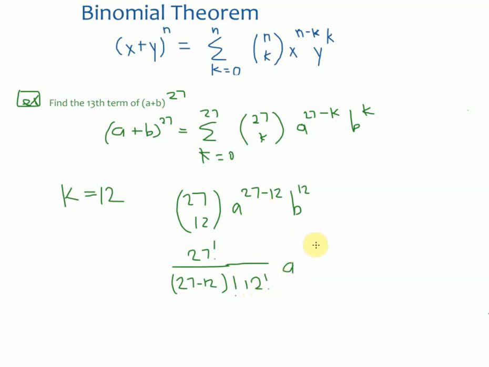Okay, then 27 minus 12, which is what? 15? 27, so 2 minus 7 gets down to 5, so it should be 15. And b to the 12. Okay, so then you would go through and calculate this. You simplify down your factorials, you would get a number, and your term would be a to the 15th, b to the 12th. Awesome. So we're going to try this in class. This is going to take a little bit of practice, so we will see you in class, and we'll do more of them.